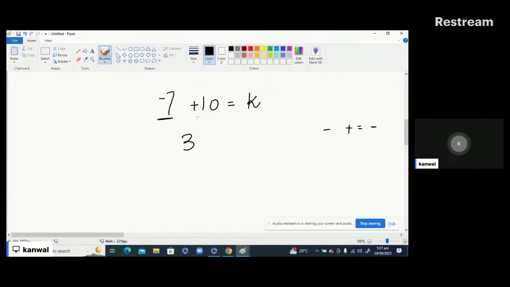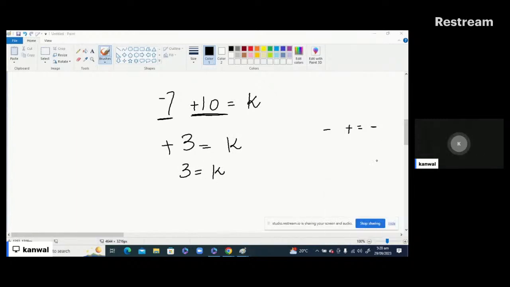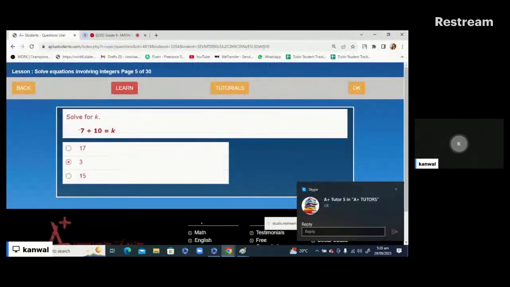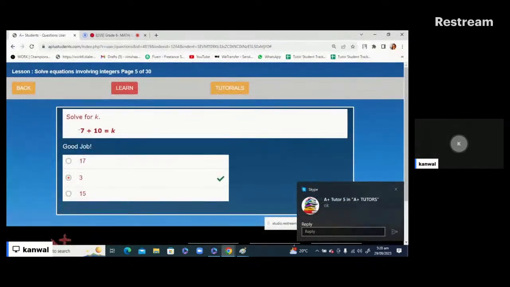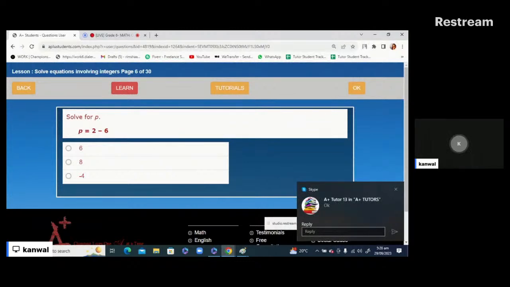With the 7 it's a minus sign, with the 10 it's a plus sign. So you put the plus sign with it, okay? There is no need to put the plus sign, so you just put 3 here. So we say that that is 3. Okay, let's do that one. This is also the same.